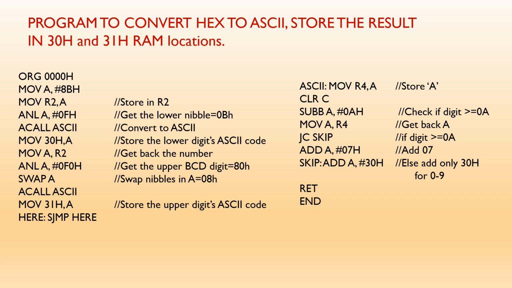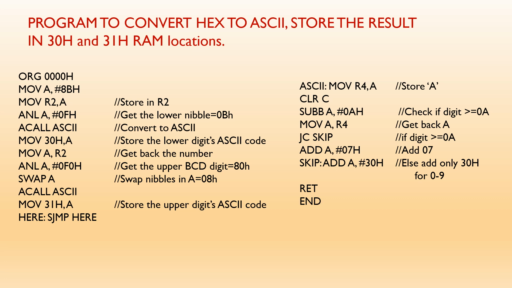We are using the subtract with borrow instruction, so before applying it, I'll clear the carry using the CLRC instruction. Now I'll make subtract with borrow A comma 0A, to check whether A is greater than or equal to 0A or less than 0A. After the subtraction, the result will be stored in A, so I want the 0B data, which is in R4. I'll just move the contents of R4 to A.